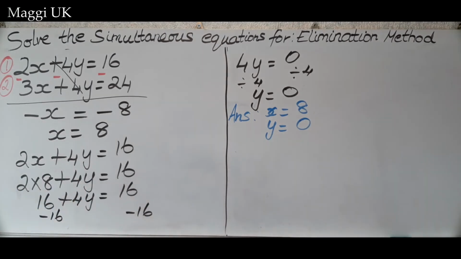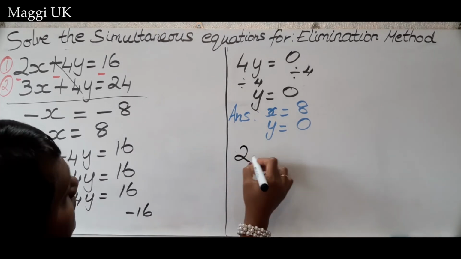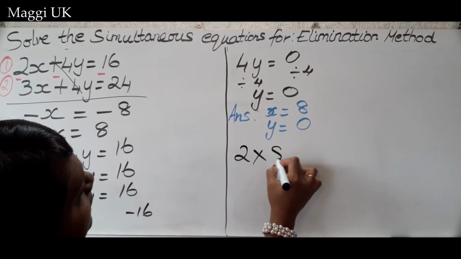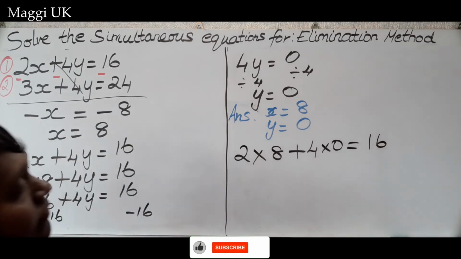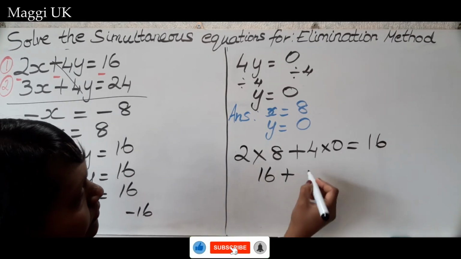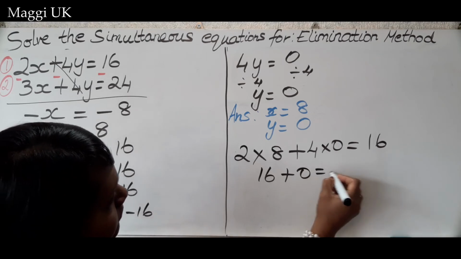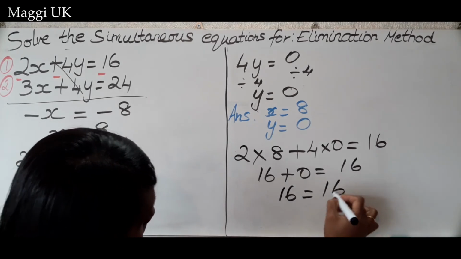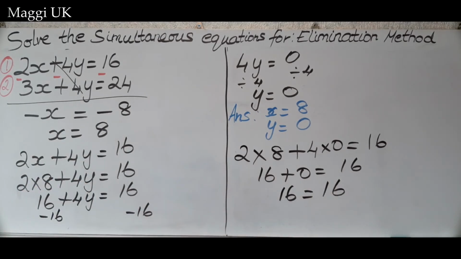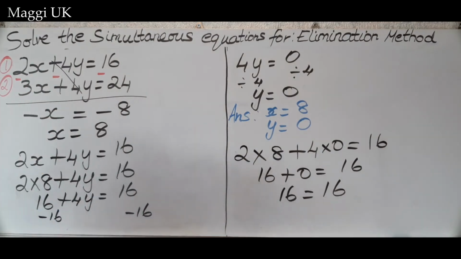Next, we're going to check with equation 1. We input x and y: 2 times 8 plus 4 times 0 is equal to 16. So 16 plus 0, since 0 times 4 is 0, equals 16. So 16 is equal to 16, therefore it works. Your answer is correct, so whatever values you got for x and y are right. Well done, David. Excellent.